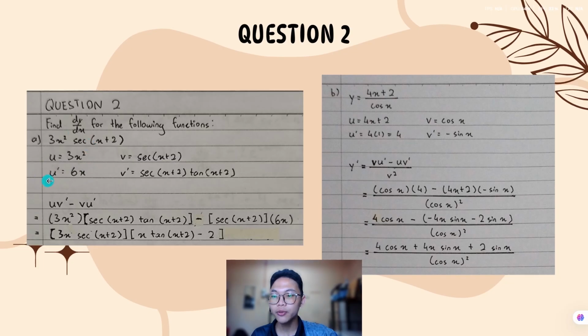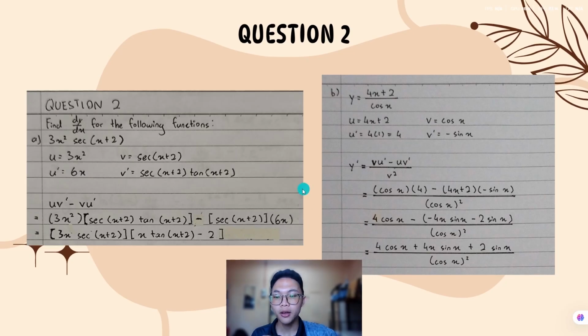By using the power rule, u prime equals 6x. v equals secant(x plus 2). By using the trigo rule, v prime equals secant(x plus 2) tan(x plus 2). Put them into this formula, uv prime minus vu prime: 3x squared times secant(x plus 2) tangent(x plus 2) minus secant(x plus 2) times 6x. Now we can factorize this.